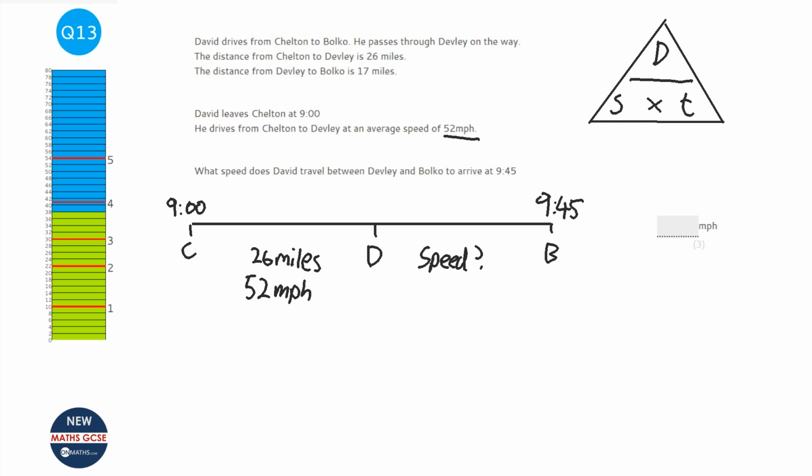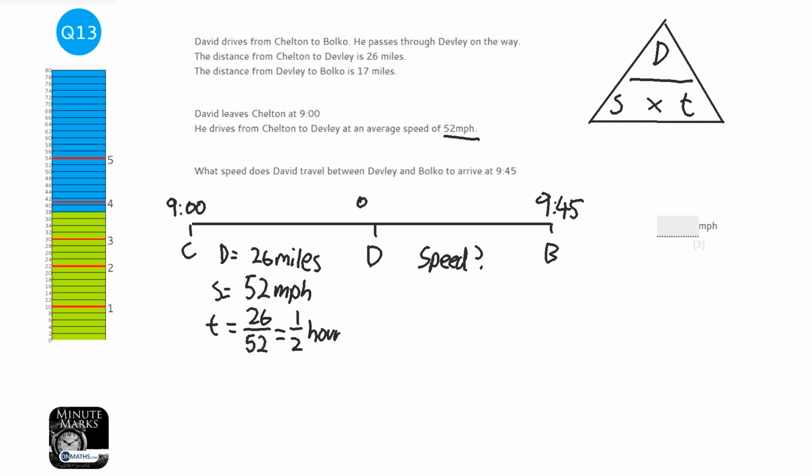So here we're given a distance, we're given a speed, and we're looking for the time. So the triangle tells me to do distance over speed, so 26 over 52. Now I can divide 1 by 26, that's going to be a half. So it's half an hour. So we know that David's going to get to Devley at 9:30.